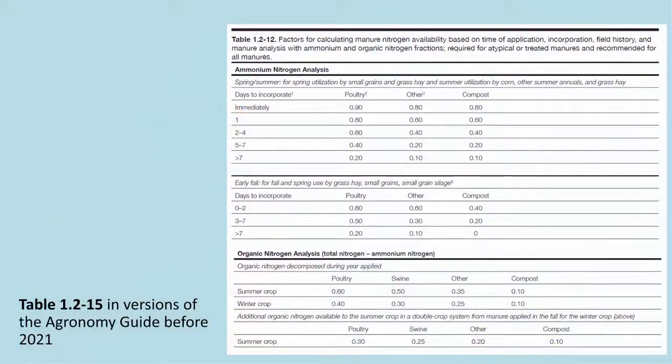The first table I want to discuss is Table 1.2-15 in older versions of the Agronomy Guide, or Table 1.2-12 in the 2021 version and beyond. In this table, there are separate availability factors for the ammonium N component of manure and the organic N component of manure. For the ammonium N component, the availability is based on when the manure is applied, when the crop will be utilizing it, days to incorporation, and the type of manure. For the organic N component, the availability factor is based on the season of application and the type of manure.